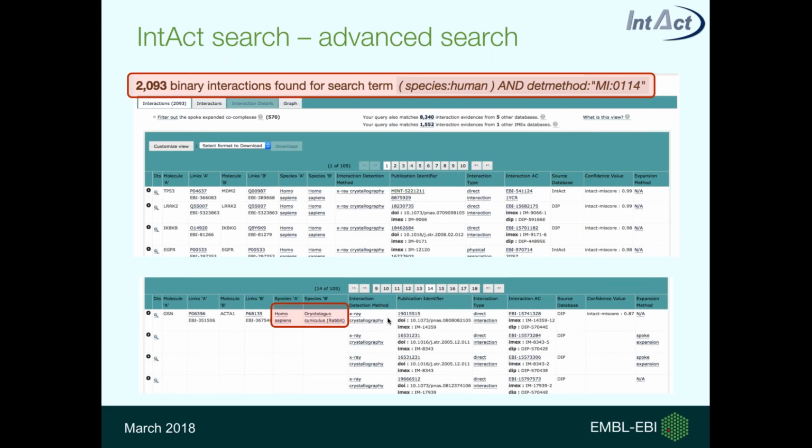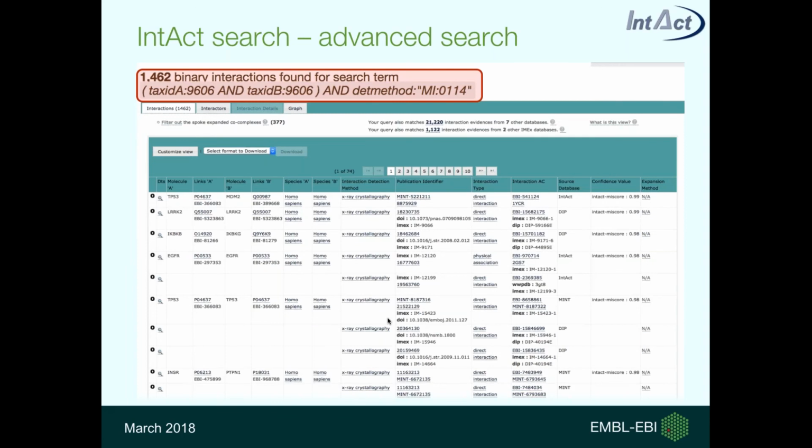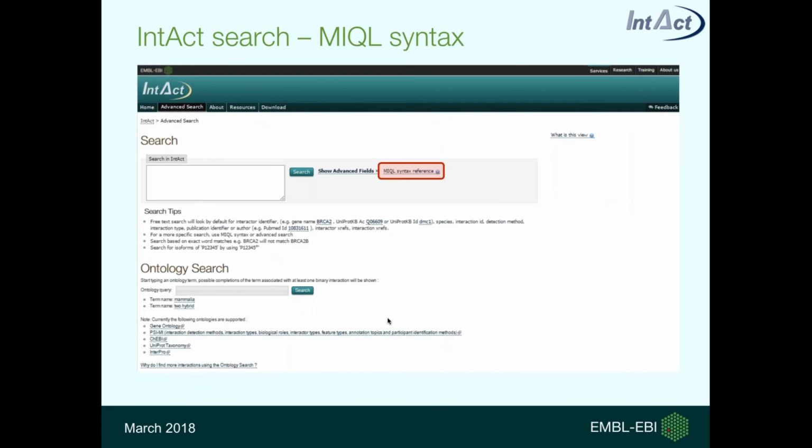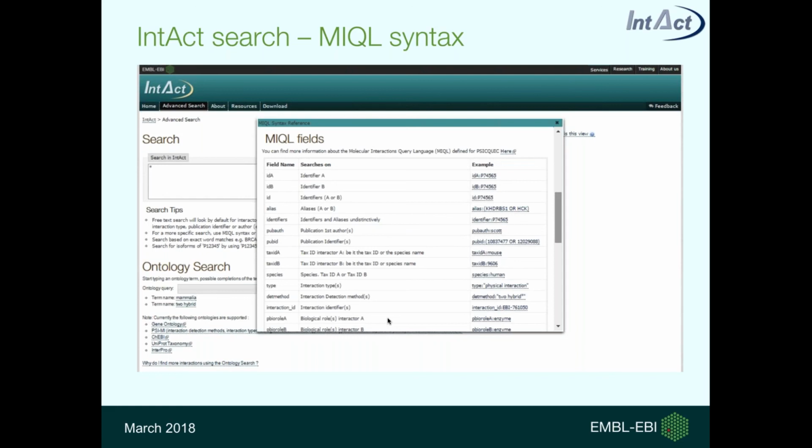So how do we find all human-human interactions? We have to use a slightly more involved search string. So we have to identify the tax ID for both A and B molecule. And then this reduces the number again. How do you find these details? If you go to the advanced search site again and click on MIQL syntax reference, this opens up a pop-up window with a table with all the examples to search the different fields. You can make very involved and complicated search strings this way. And there are more search tips on the top.